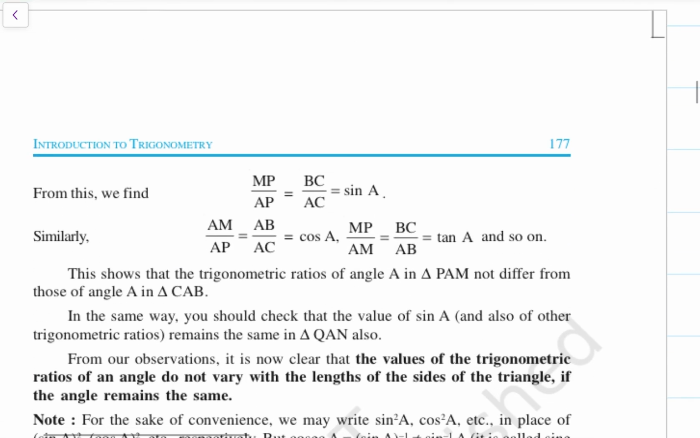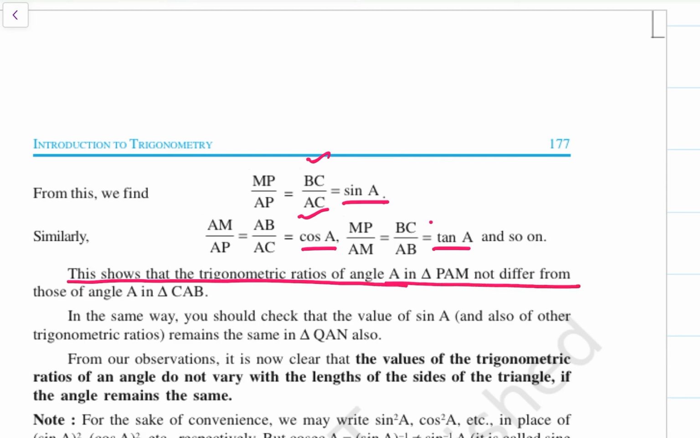Now from this we find that PM upon AP is BC upon AC, that is again opposite upon hypotenuse, so that is sin A. In the same way, AM upon AP is equal to AB upon AC is equal to cos A, and PM upon AM is equal to BC upon AB is tan A, and so on. So this shows that the trigonometric ratios of angle A in triangle PAM do not differ from those of angle A in CAB.